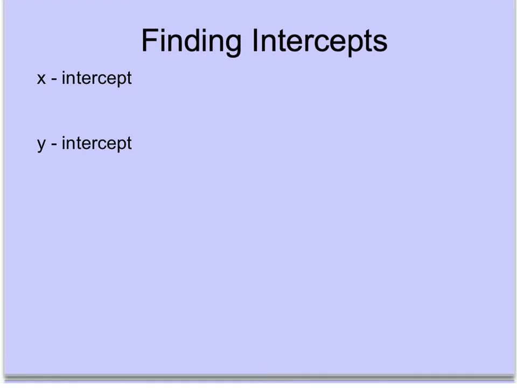We need to remember that an intercept is an ordered pair, and the x-intercept always has a y value of 0. The y-intercept always has an x value of 0. And so to find our x and y intercepts from an equation, all we're going to have to do is substitute 0 for y to find the x-intercept, and then substitute a 0 for x to find the y-intercept.